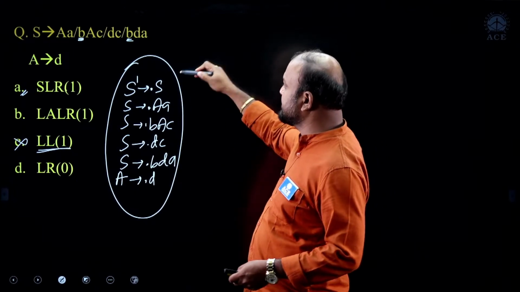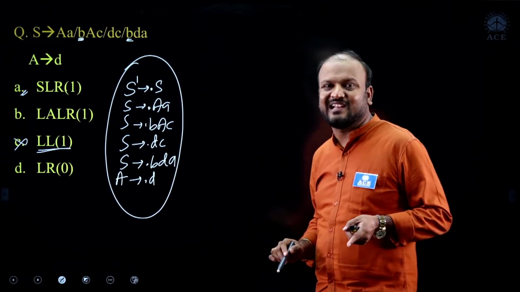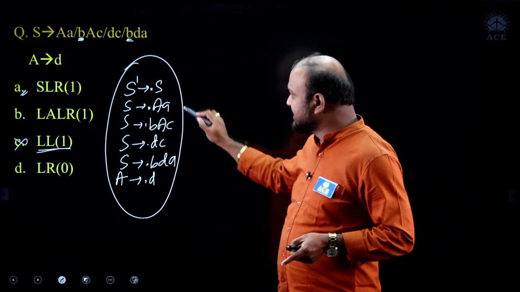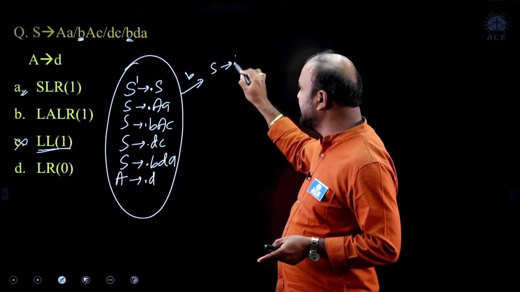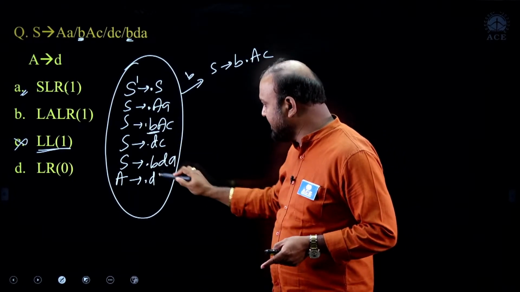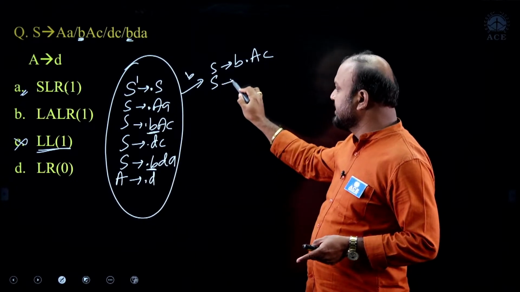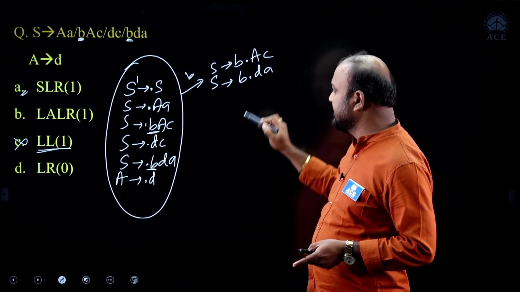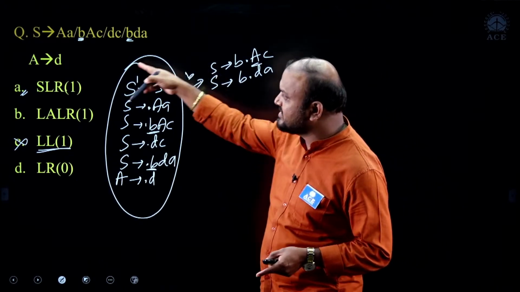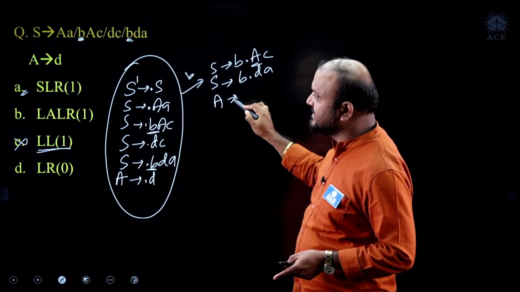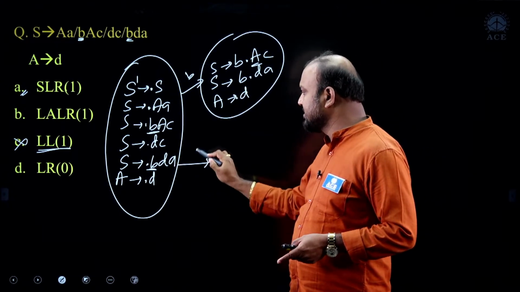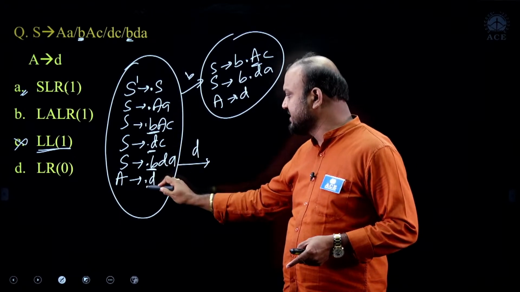When you move the dot one position to the right with respect to S, we get a state with one item that never causes any conflict. With capital A also one item. With small b, we can have multiple items. S tends to B dot A c, and because of dot B we have two possibilities, and B dot D A, both will appear in the same set, and dot A is there. For A we have to write the A production, that is A tends to dot D. And here we don't have any conflicts.